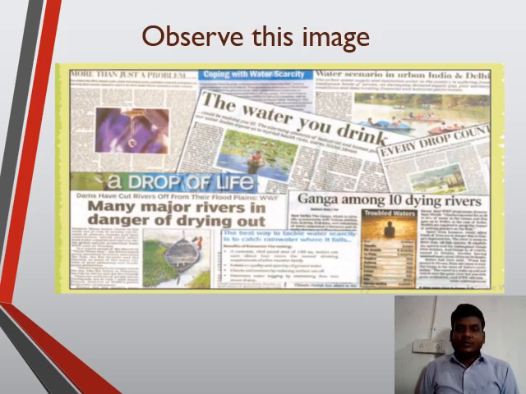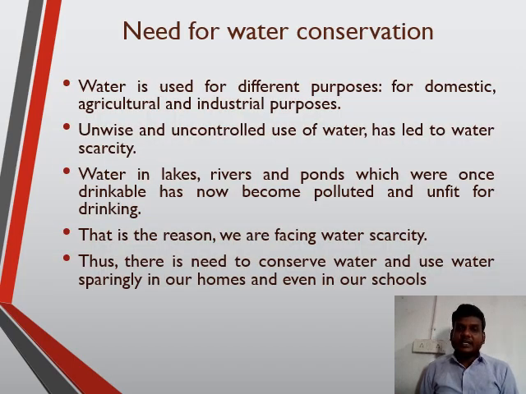Okay. Observe this image. Here, in the water of drinking, every drop contained Ganga among the 10 danger rivers, many major rivers are in danger of drying out. What do we call this? This is the water problem. We need to conserve the water. Okay, student. Here is the need for water conservation.